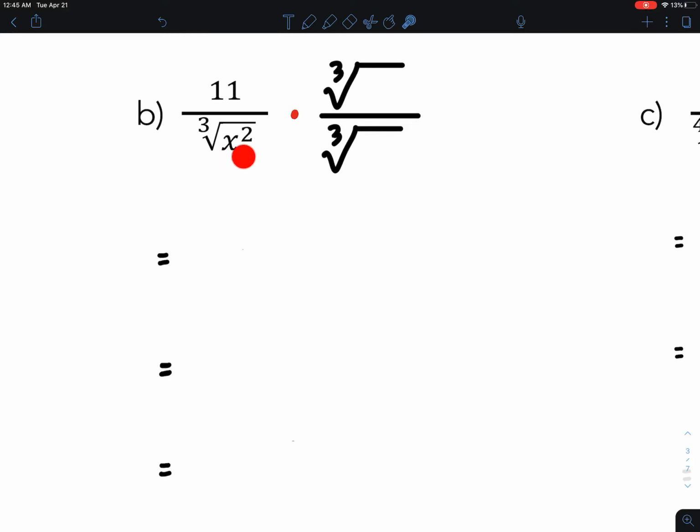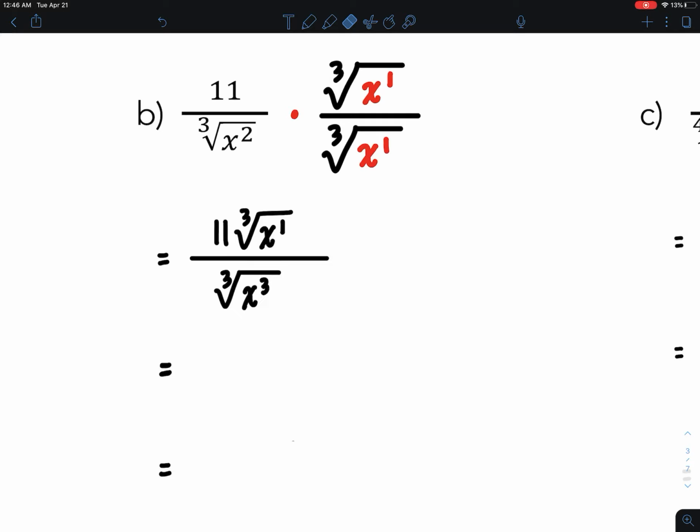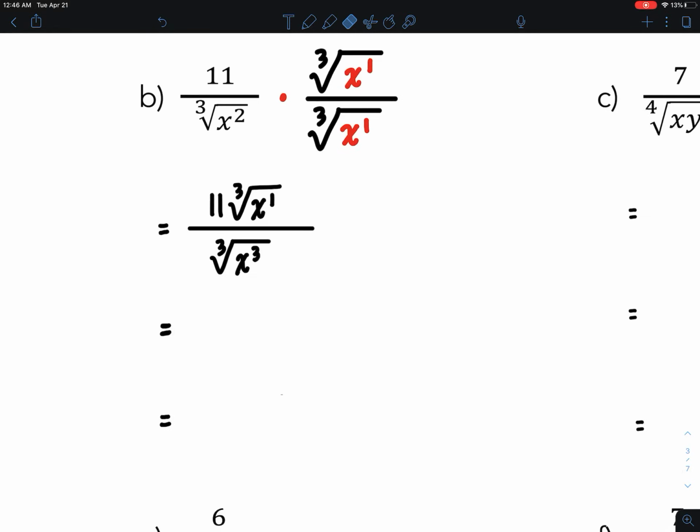So if you have 2 here, you need a total of 3. How many more extra x's do we need if you already have 2? We only need 1 more. So only 1 more x, only 1 more x. So that's how we're going to start this off. 11 cube root of x, 1 cube root of x, and remember 2 here, 1 here, total 3 inside the radical. From here, if you already know the denominator is x, just go ahead and write x and you're done.